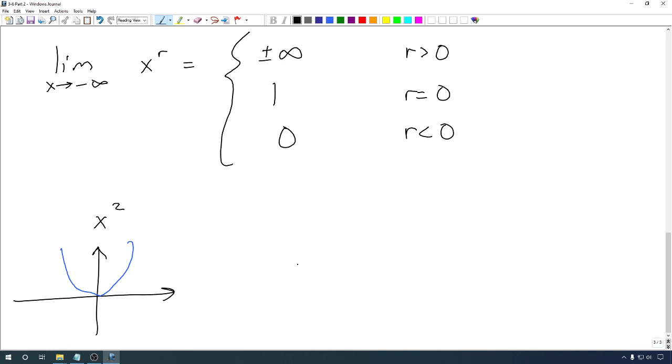On the other hand, if we look at x cubed, now our graph looks something like this. In this case, we definitely do go to positive infinity as x goes to infinity, but as x goes to negative infinity, we're going to go to negative infinity. We're still going to get an infinite value. It's just going to be negative instead of positive.